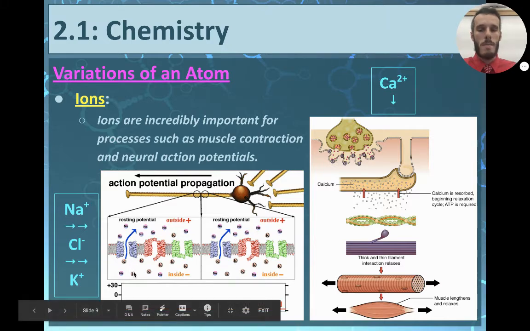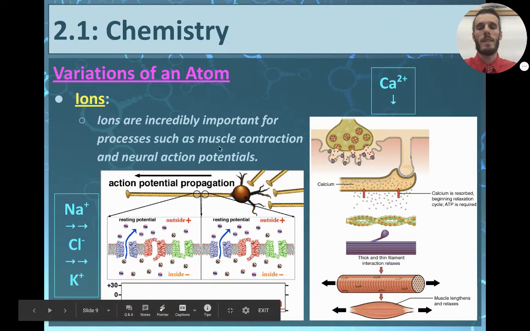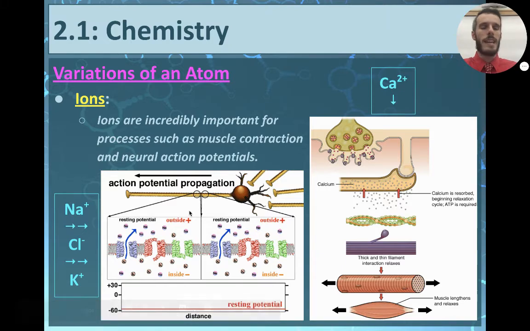So that potential is built by the placement of sodium, chlorine, potassium, as well as some other minor ions. But when this message is being sent, the sodium ions are rushing into the cell and the potassium ions are rushing out of the cell. So that's important to note.